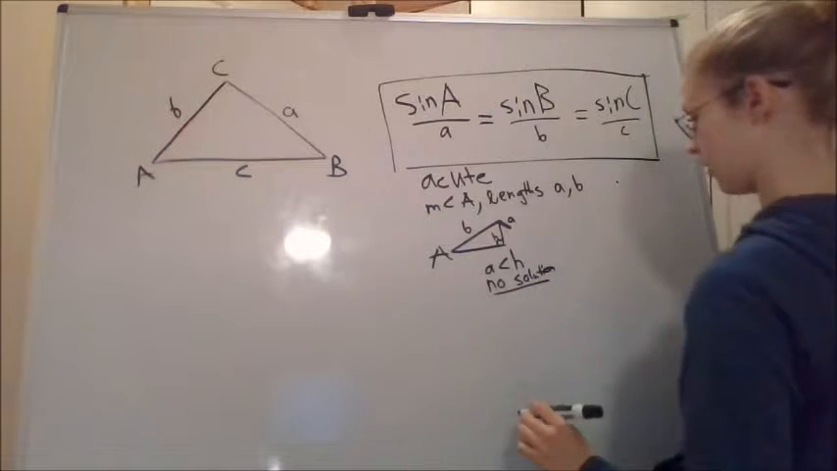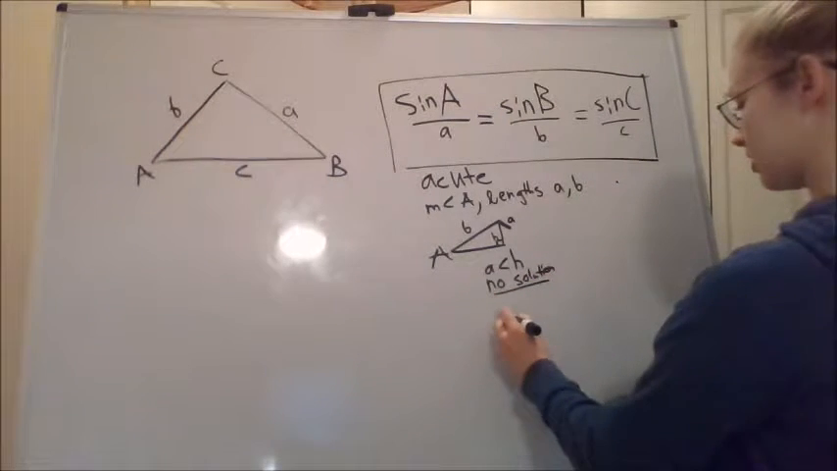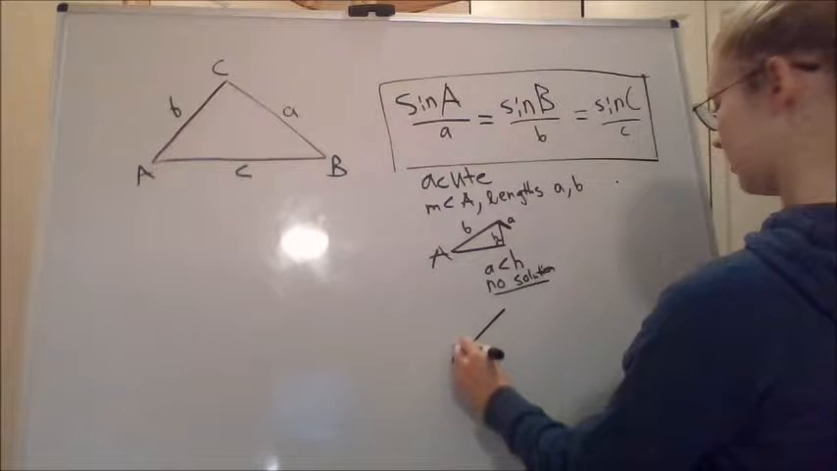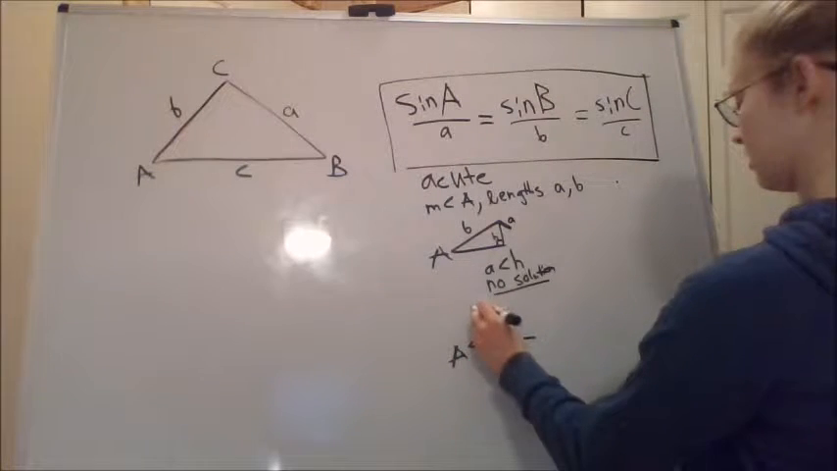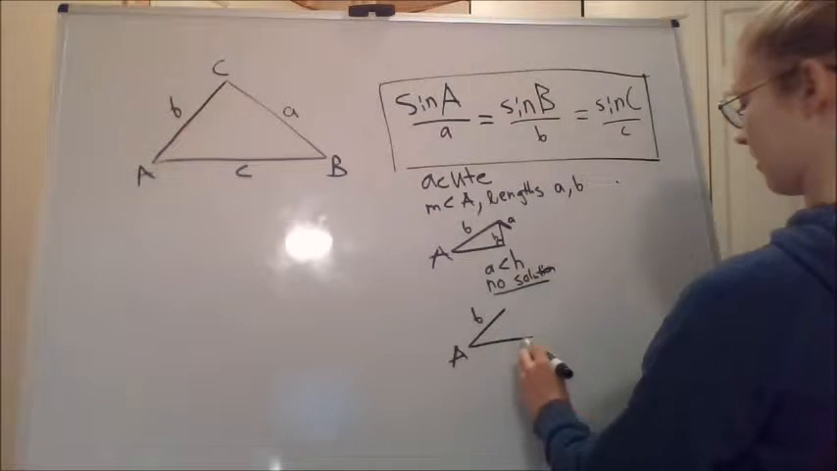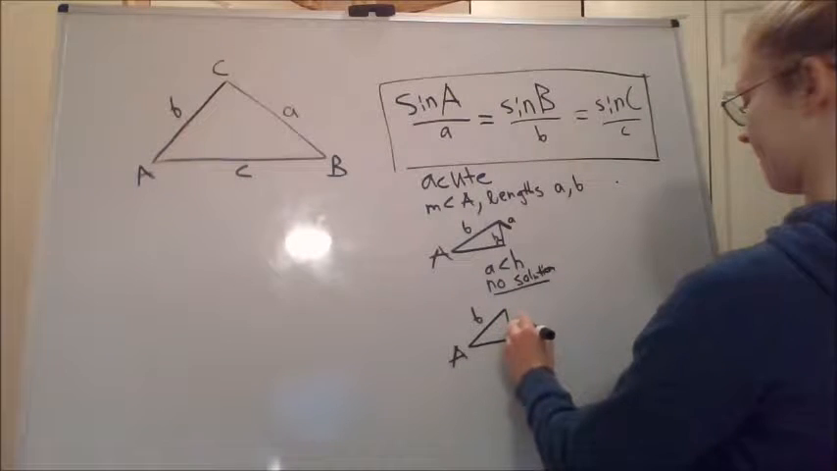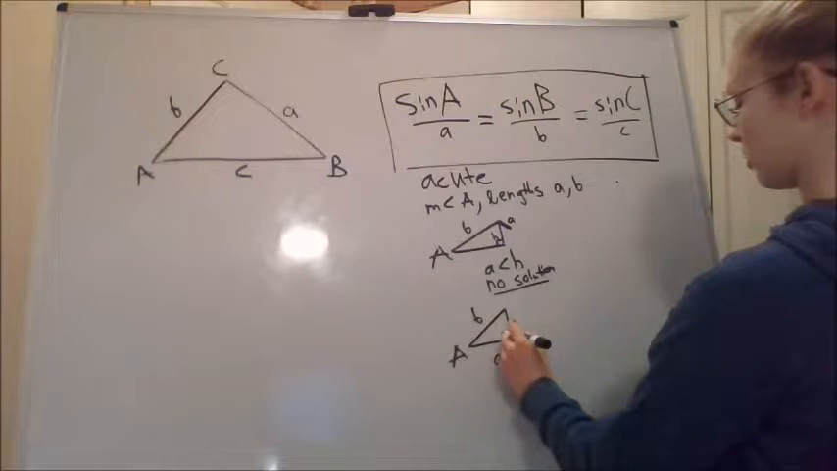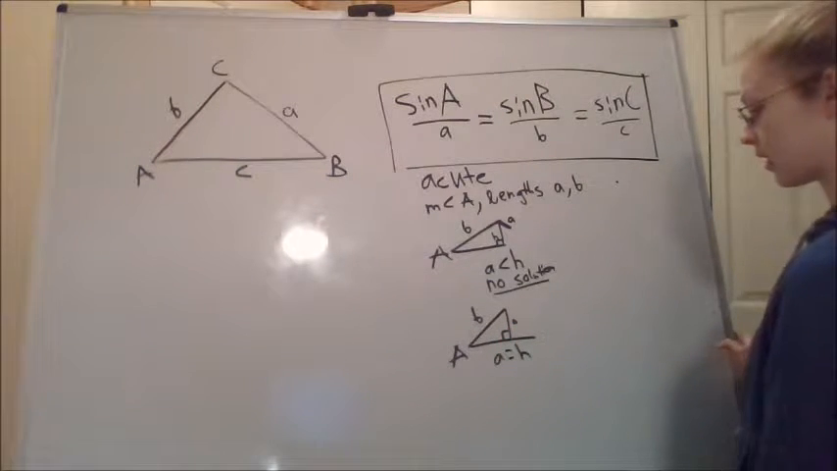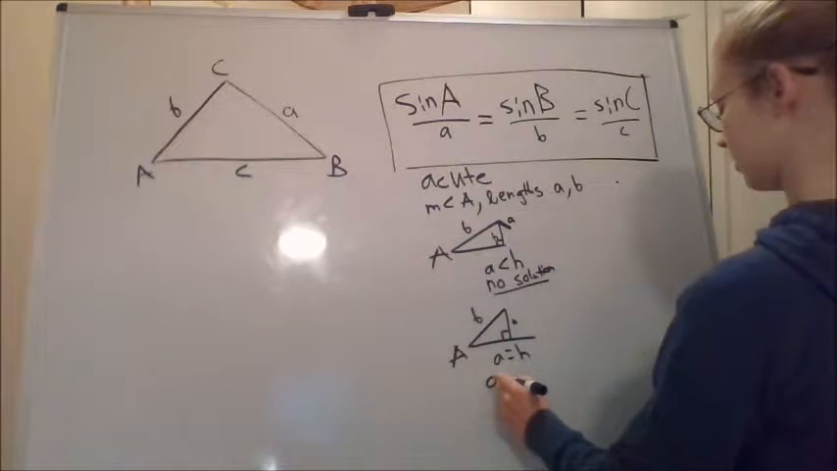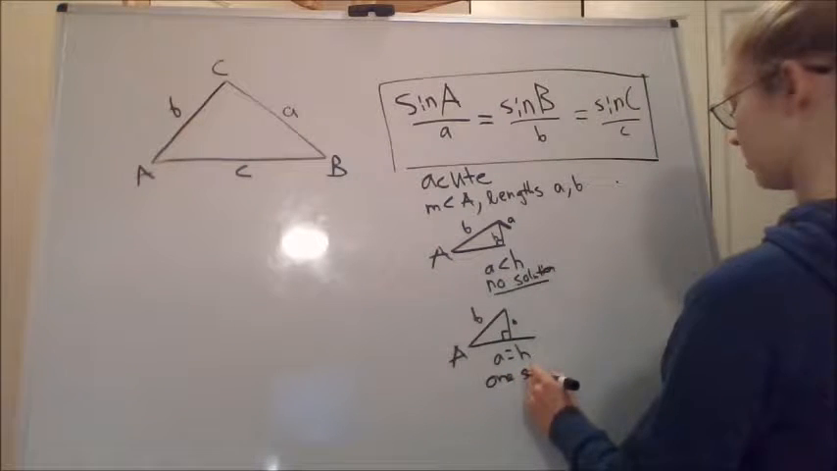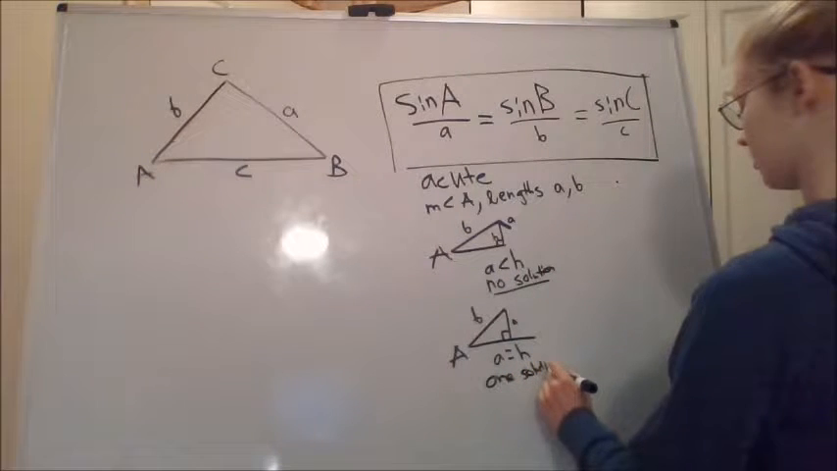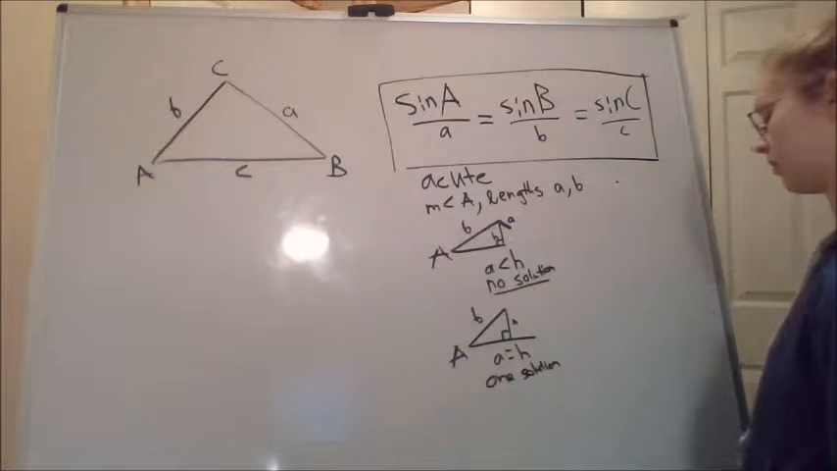Let's try another one. So if we have this triangle here where we have A, B, and then we have A, where A is equal to H, then we're going to have a right triangle, and we're going to have one solution. And that's the right triangle.